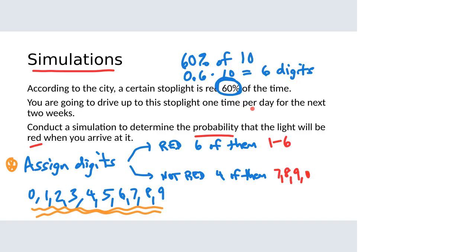Well, I'm going to do this 1 time a day for the next 2 weeks. So that's 14 days. So I need to do 14 trials of this. Oh, very good, Brianna. Outstanding. I need to do 14 trials. So with this in mind, that red is 1 through 6 and not red is 7, 8, 9, 0, I'm going to go do 14 trials.